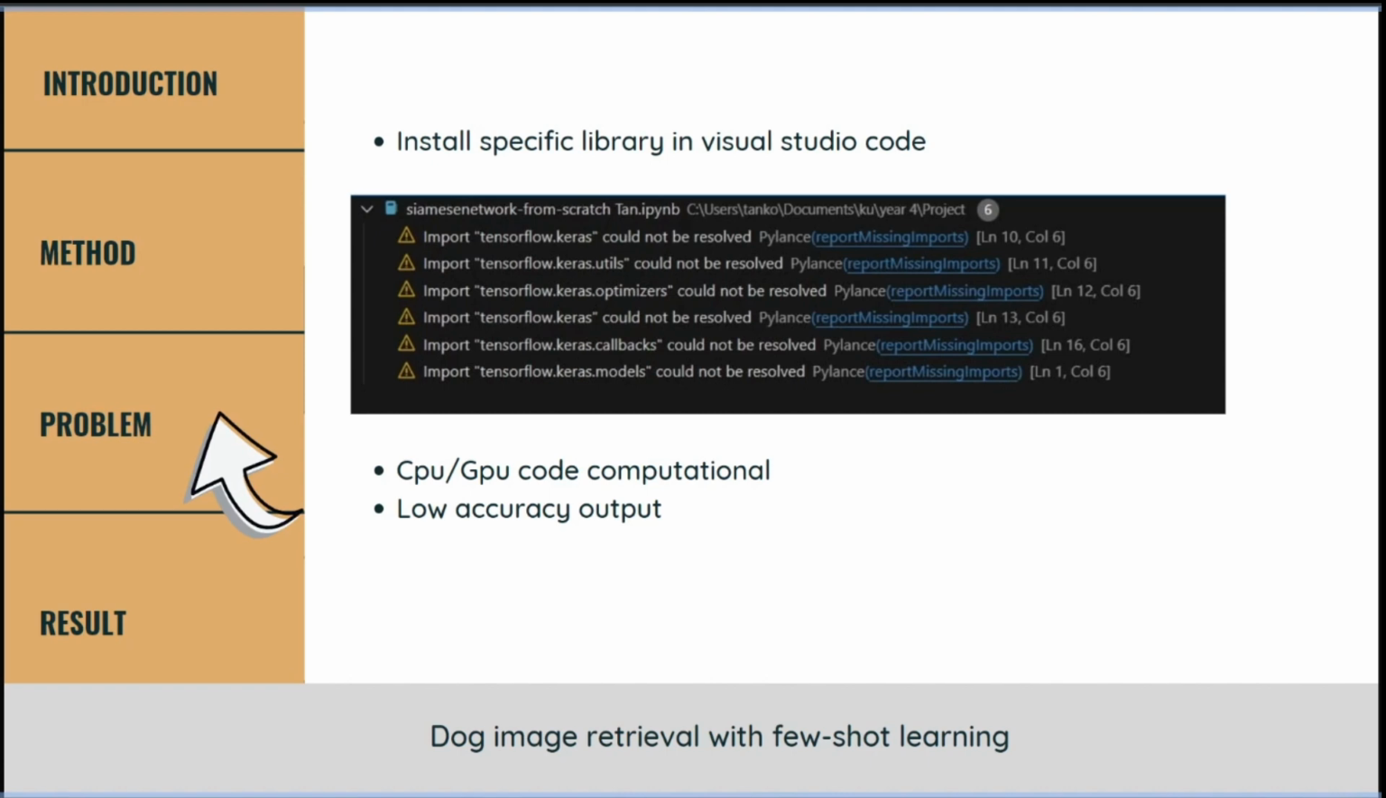For the problems, we encountered several challenges. First, after installing Visual Studio Code, we faced a missing library issue, which we resolved by installing the library via the command prompt. Second, our computational model couldn't leverage GPU acceleration, making it incompatible with the TensorFlow load model function. So we had to rely on CPU-based training. And lastly, upon receiving low accuracy, we adjusted the dataset images, leading to improved output accuracy.